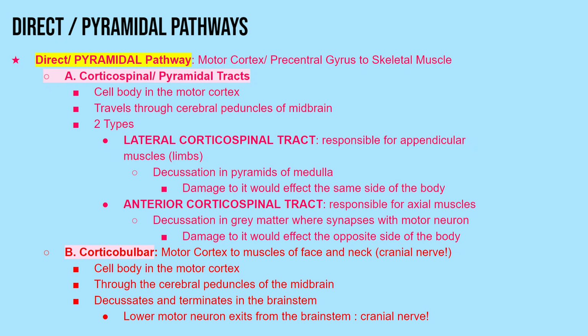Then the corticobulbar tract is responsible for muscles of the face and neck, which are controlled by the cranial nerves. Again, the cell body is in the motor cortex, and it travels through the cerebral peduncles of the midbrain, and it crosses over and ends in the brainstem, because then it exits and controls the cranial nerves of your face.